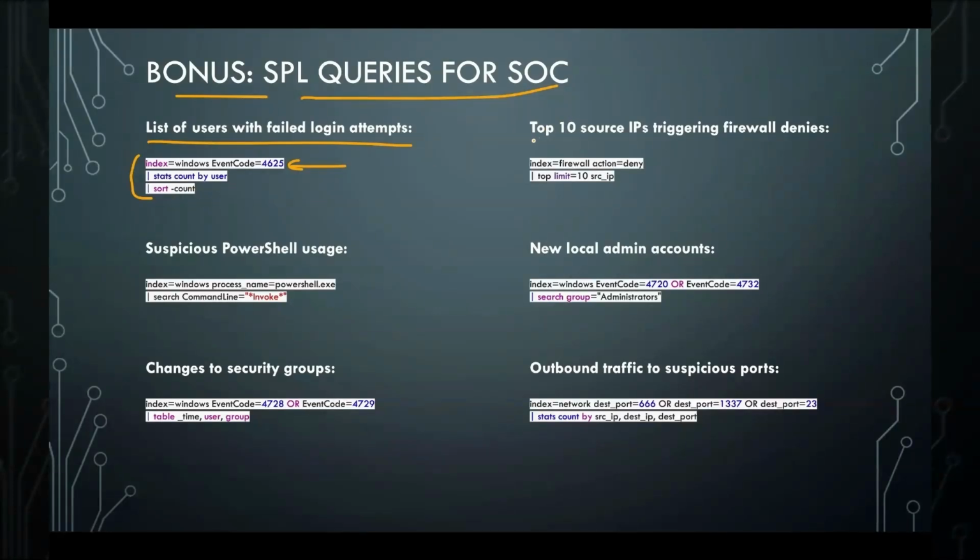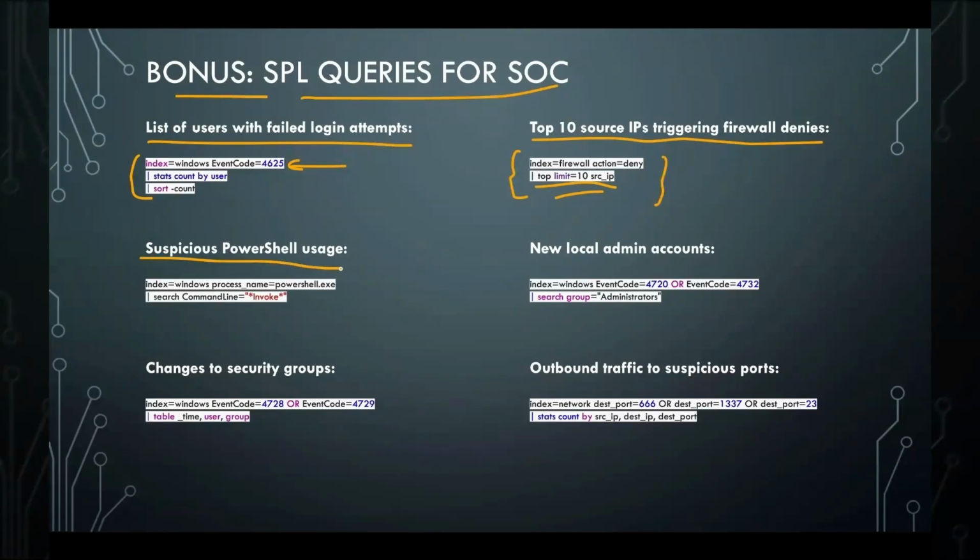Then next we have top 10 source IPs triggering firewall denies. This query will help you understand what is attacking your firewall and getting denied by the firewall automatically or by your rule. So you can write index equal to firewall and then action is deny, and then top limit equal to 10 by source IP.